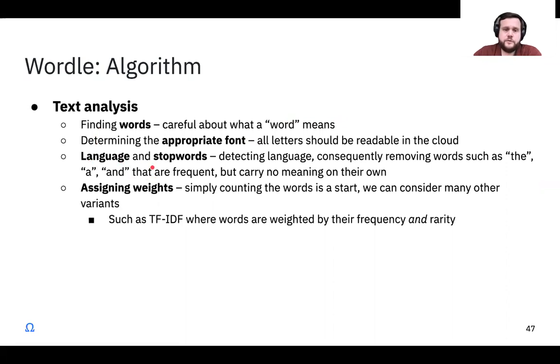Then we have to go through the motions when it comes to the language of the text and the so-called stop words. So we detect the language, and as a consequence, we remove words such as, if we have English text, words like the, a, and are very frequent, but they carry no meaning on their own. So if you would just take raw text and directly draw a tag cloud for the English text, you will have a huge the, a huge a, a huge and, and you're going to have some small things on the bottom. So you absolutely need to do the stop word analysis.